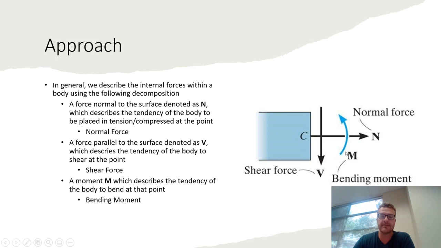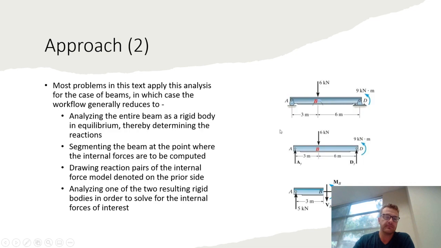So get familiar with this. This is just a model to describe, for any loading condition, what the internal forces of a member must look like. One force perpendicular to the surface, denoted by N, which is the normal force. One parallel to the surface, denoted by V, which is the shear force, along with a bending moment.